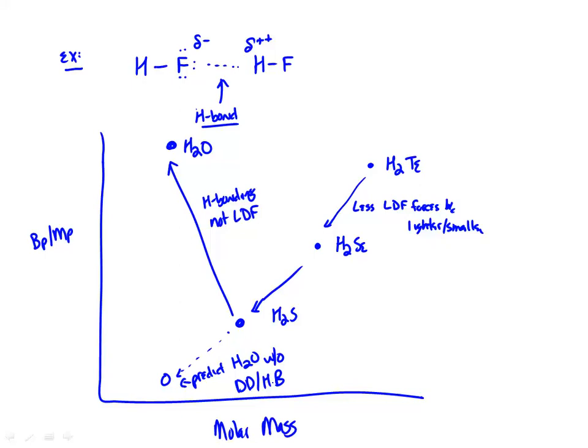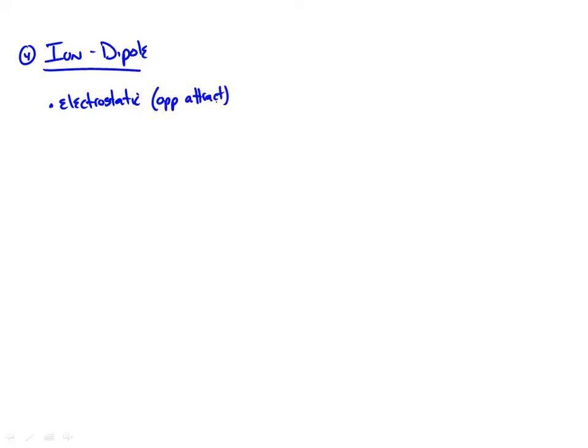Okay, the next one we want to talk about, and I don't know which order is better, but we'll do it this way, is ion-dipole. This is again electrostatic. It's simply because we know opposites attract. But in this case, it's between a full charge, meaning a full plus or minus, and a partial charge. So ion, if you want to think about it, stands for ionic molecules a little bit.